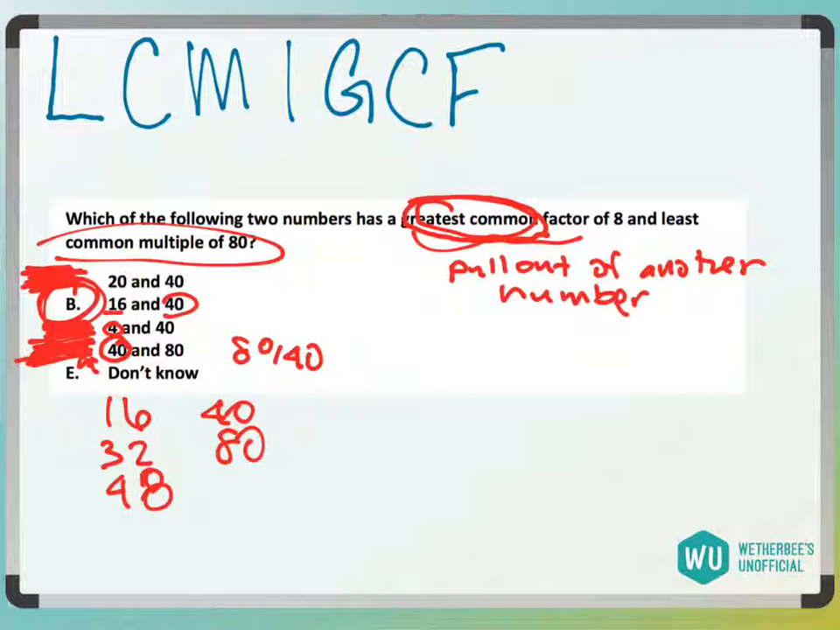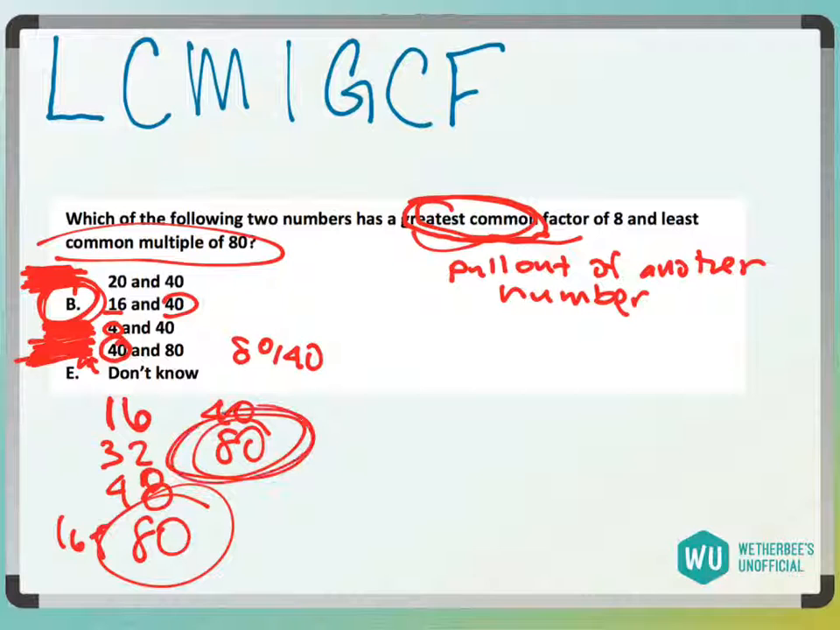And if you keep doing multiples of 16, you will eventually get that 16 times 5 is 80, right? And so that would be the least thing that you would have in common. So again, answer choice B.